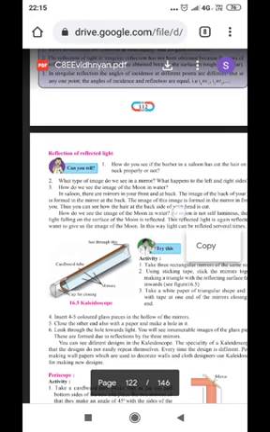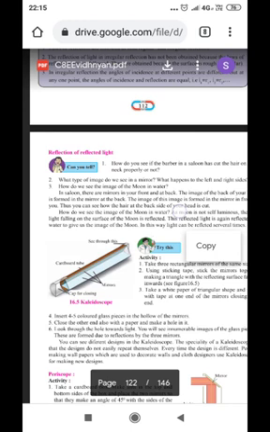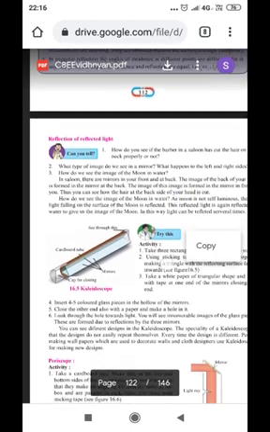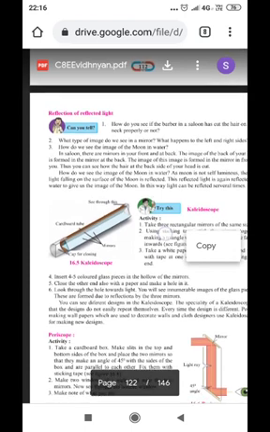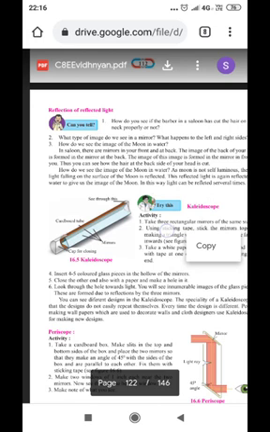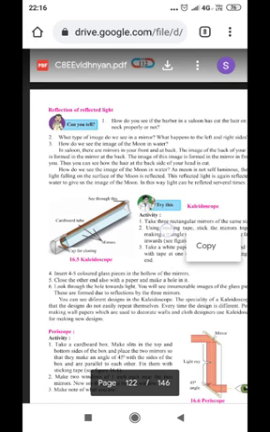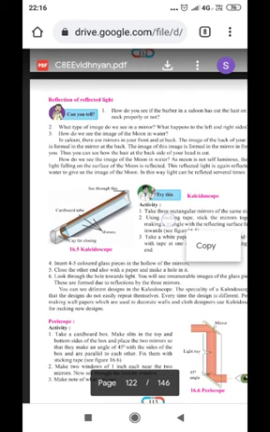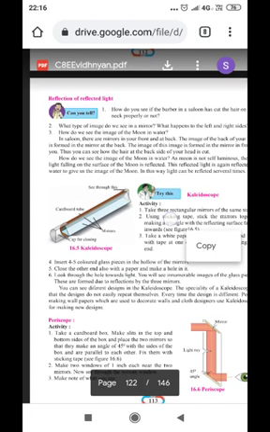How do you see whether the barber in a saloon has cut the hair on your neck properly or not? What type of image do we see in a mirror? Definitely it is a plane image. So the object and the mirror image are the same size. What happens to the left and the right sides? Left is interchanged with the right and right is interchanged with the left.